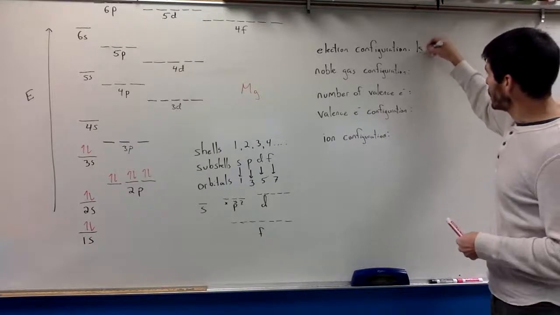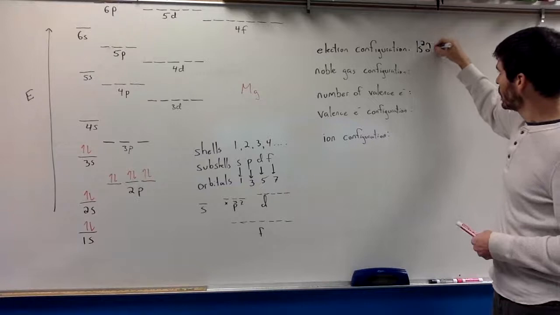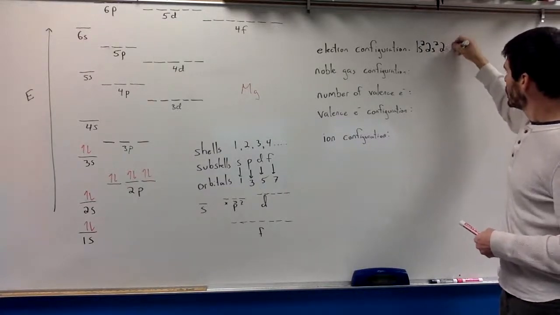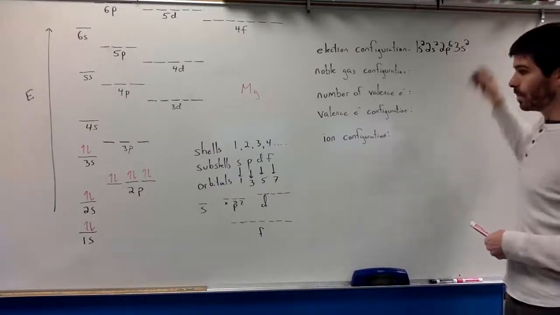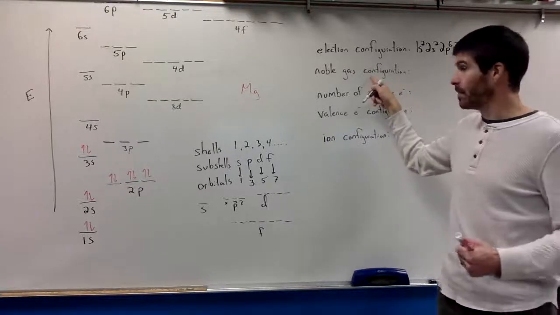In the 1s orbital, we have 2 electrons, 1s2, 2s2, 2p6, 3s2. We can shorten that again with a noble gas configuration.